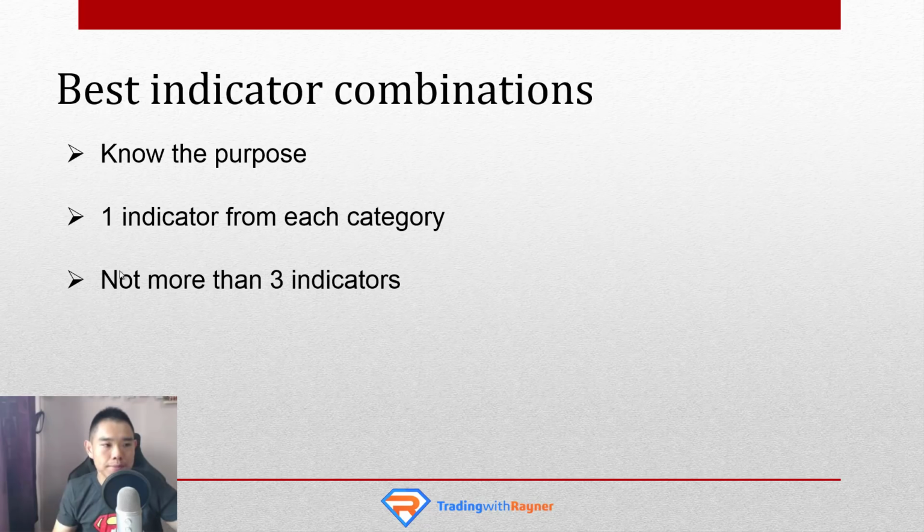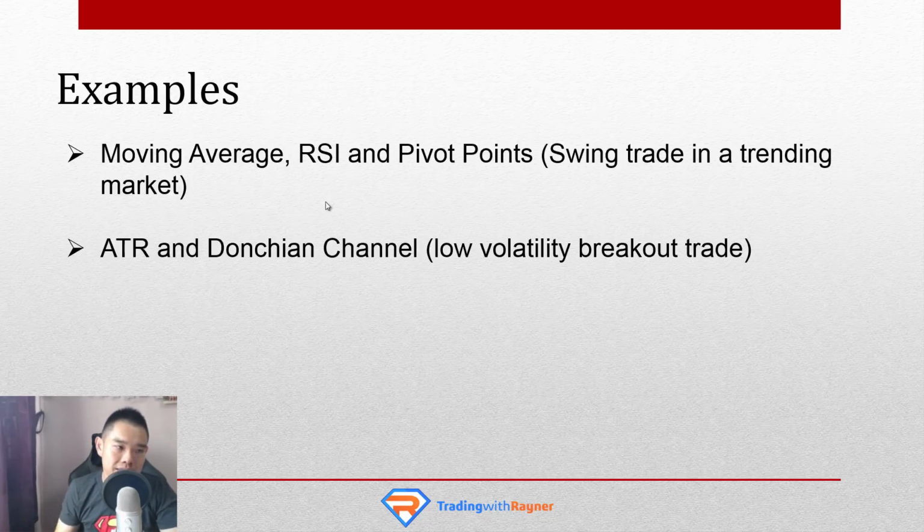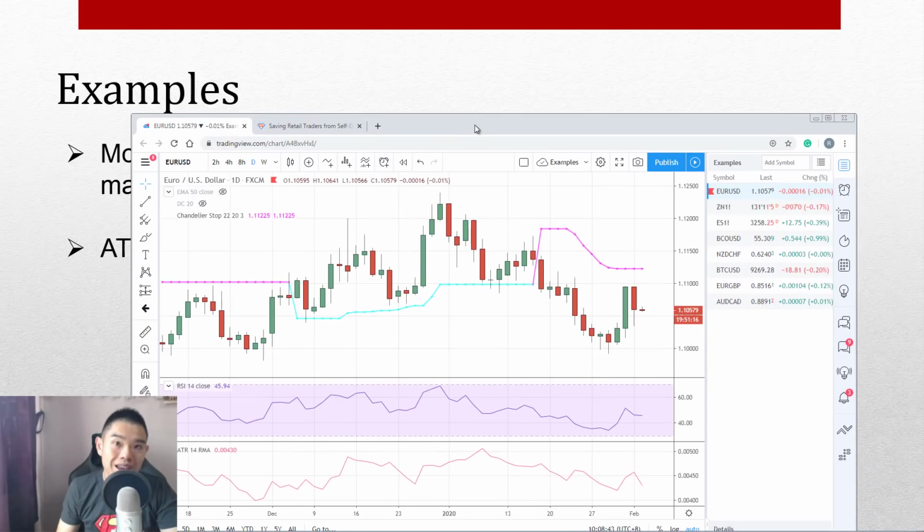Okay, so with that said, let me share with you some examples. Let's say you are looking to capture a swing in a trending market. You can use these 3 indicators: moving average, RSI, pivot points. Let me show you and I'll explain why.